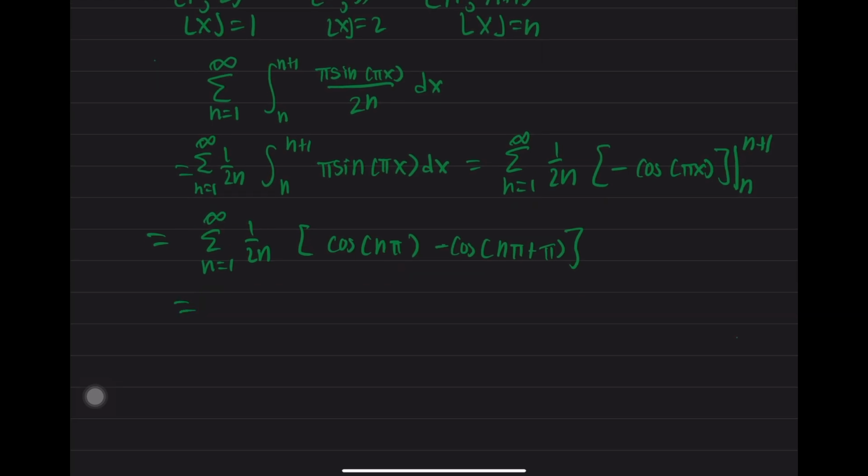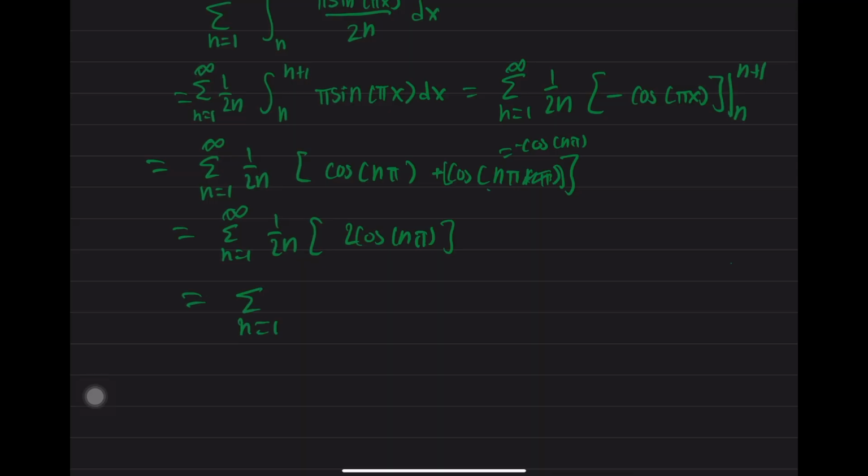So now we can continue. So now we have the sum from n equals 1 to infinity, 1 over 2n. Cosine of n pi, well, that is cosine of n pi. Cosine of n pi plus pi, well, that's the negative of cosine of n pi, because cosine of theta plus pi is negative cosine of theta. So this part only is negative cosine of n pi. The minus makes this into plus, which gives us 2 cosine of n pi.